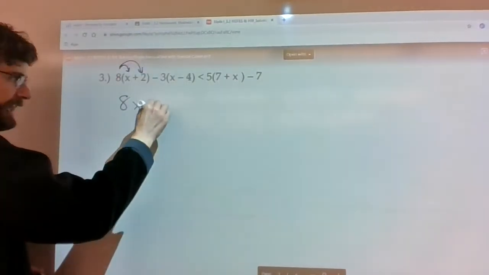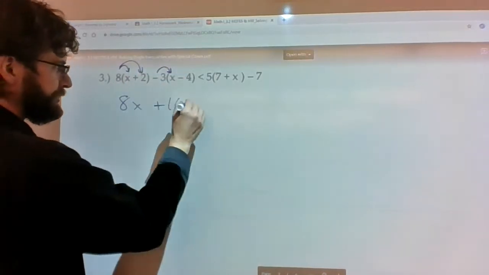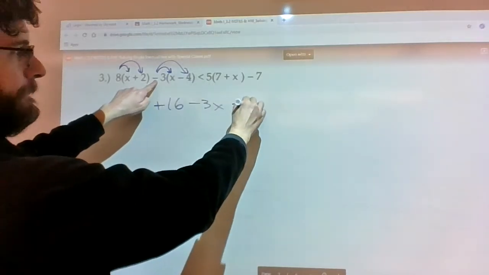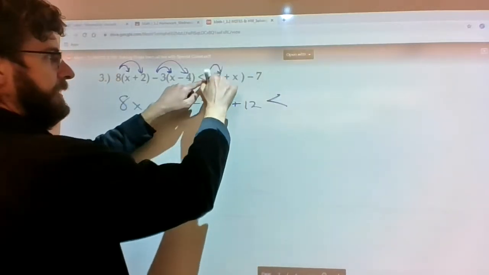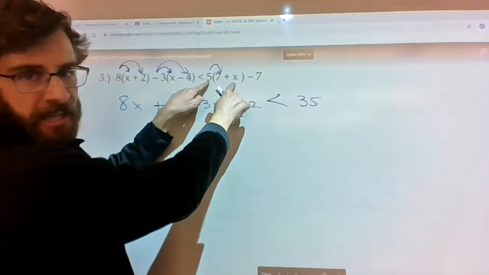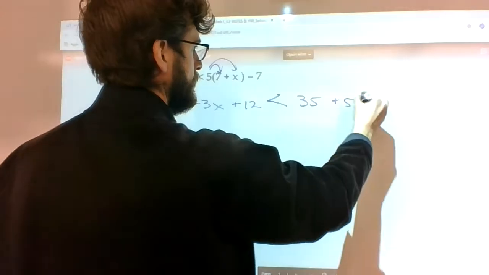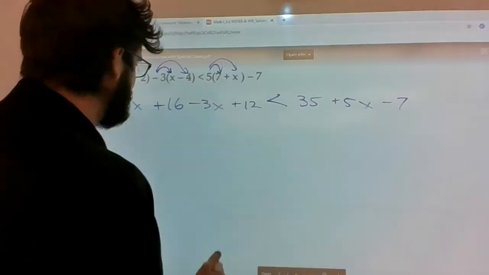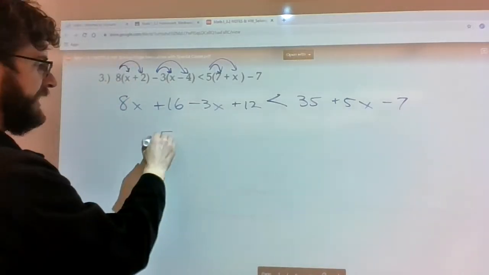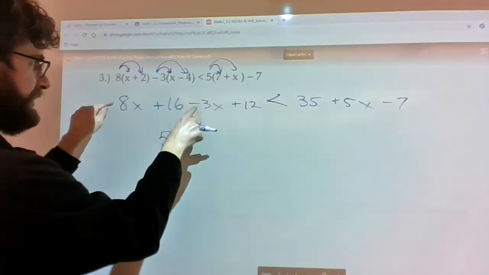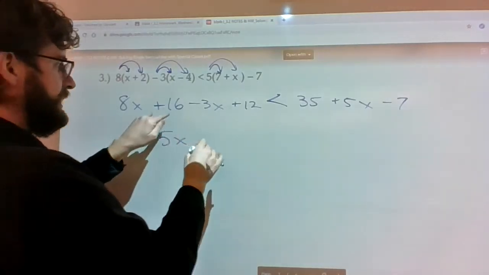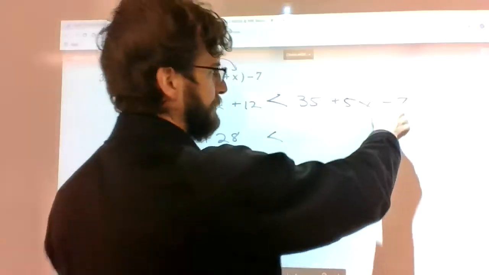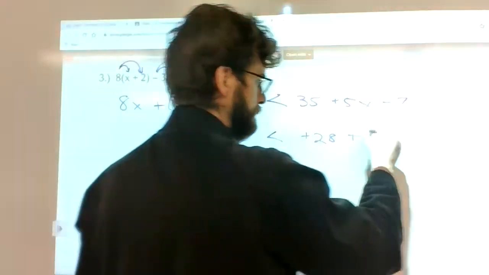8x plus 16 minus 3x. Hey, negative times a negative is a positive. Is less than 35 plus 5x minus 7. That's what you have. That's what you should have on your first line. Second line is 8x minus 3x is 5x. Remember, same side, do the same sign of what you're already doing. 16 plus 12 is 28. Still less than. 35 minus 7 is a positive 28 plus 5x.